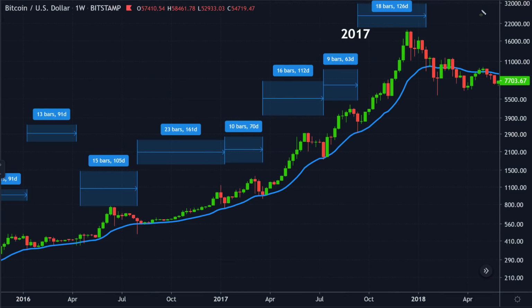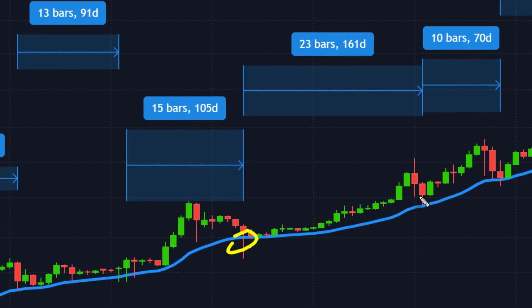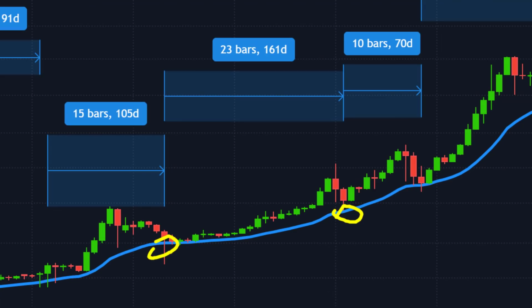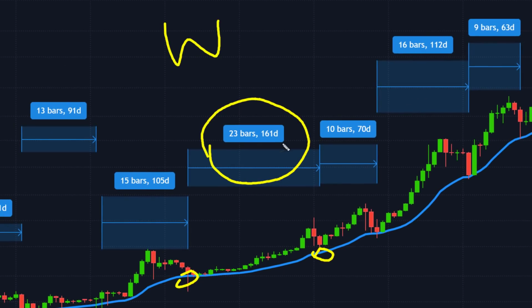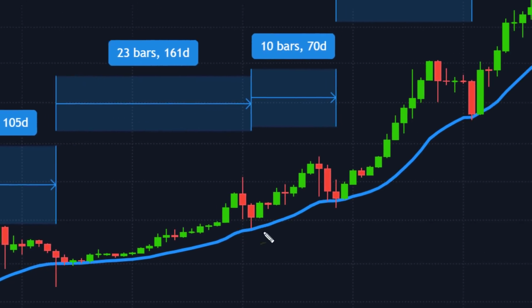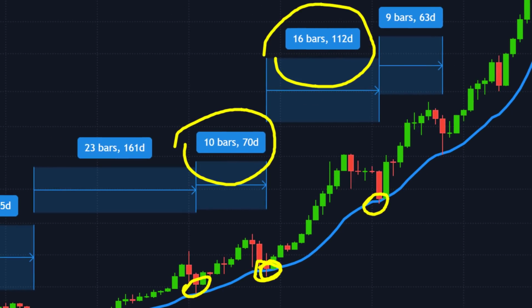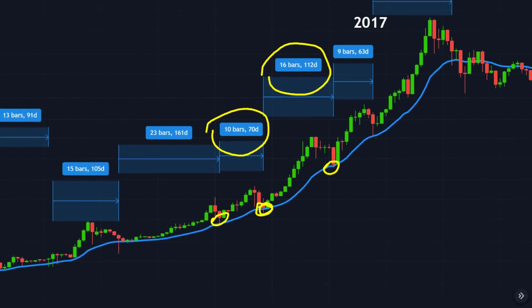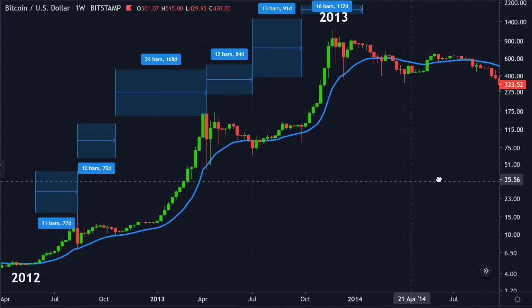So as an example, let me just show you. I've calculated here the duration in time between this touch of the 21 EMA and the next touch, or the next pullback to the 21 average. And you can see this duration was about 23 bars, or 23 weeks, because it's a weekly chart. So 23 weeks is 161 days. And this pullback here was 10 bars, 10 weeks or 70 days. And then from here to this one here was 16 bars or 16 weeks, essentially 112 days. You get the picture. And by the way, I've done the exact same thing with the previous bull market as well.